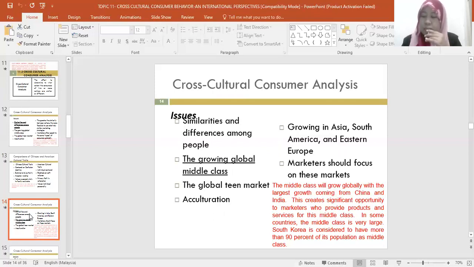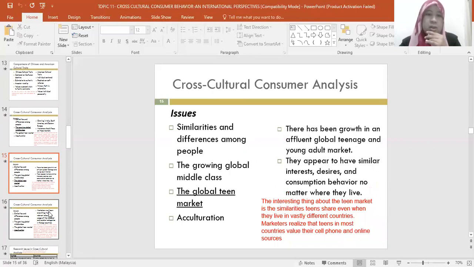All right. So we're moving to the next one. You can read here. Okay, they have the extra note there. The global teen market. Why is the global teen market very important? Yes, because they are also growing, and this generation wants the latest one. They want what is trendy and updated. They don't want to buy the old things. They want everything to follow the trend.